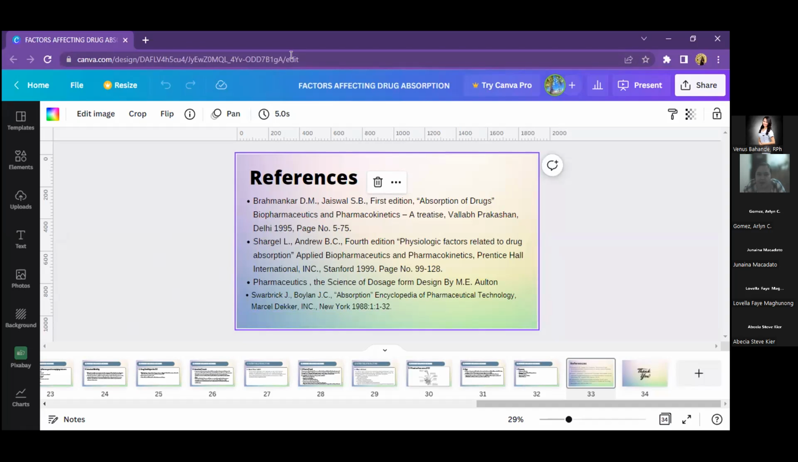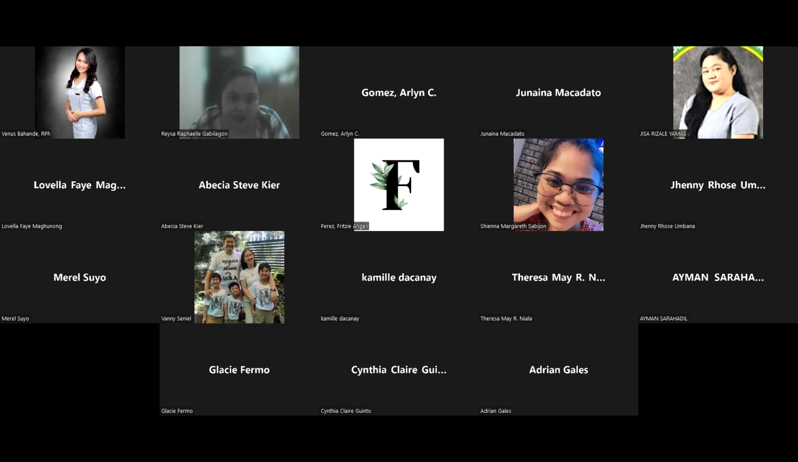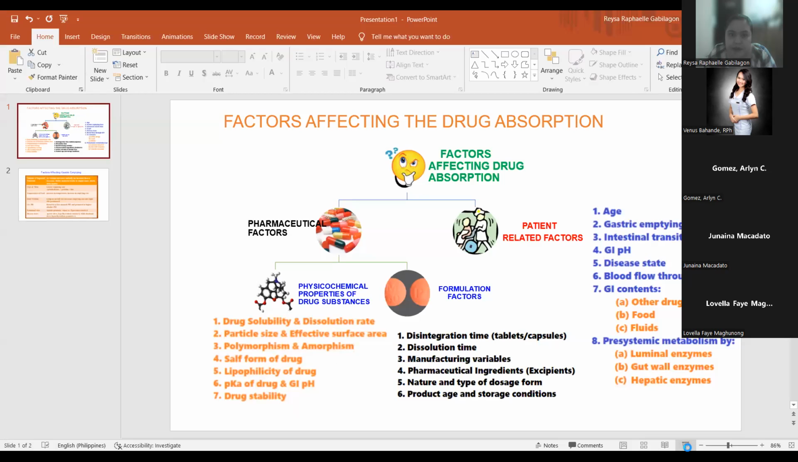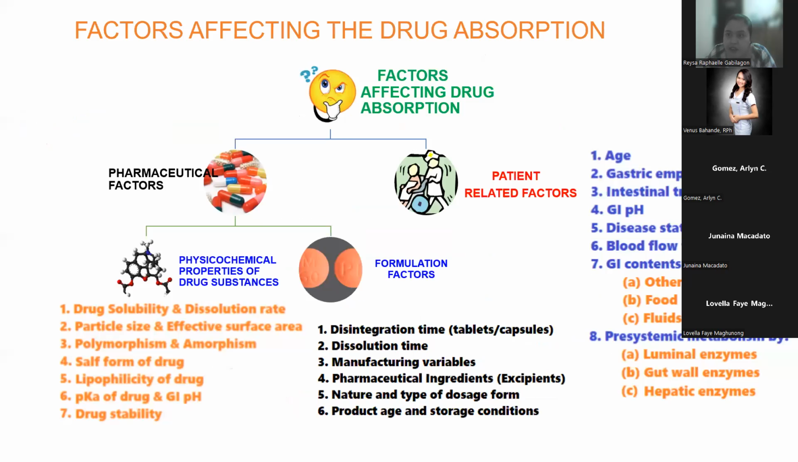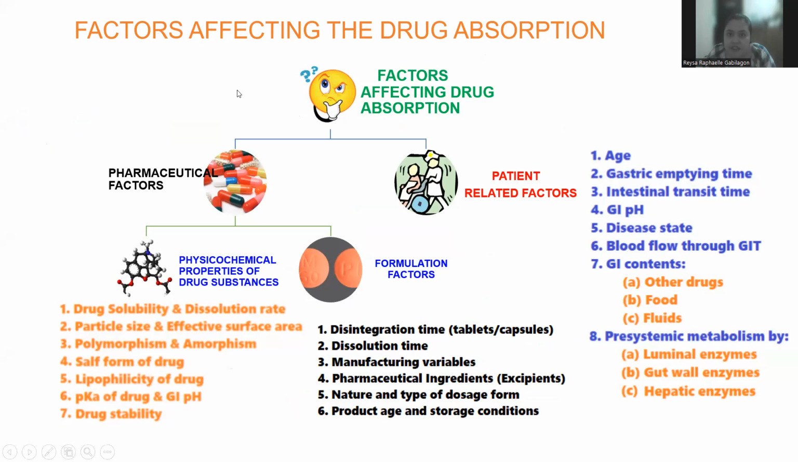Let's just wrap up the factors discussed by Ma'am Venus. We have here again the factors affecting drug absorption. We know very well that when you say drug absorption, that's the transfer of the drug from the site of administration to the bloodstream. And these are, again, the factors affecting drug absorption. We have two: pharmaceutical factors and patient-related factors.